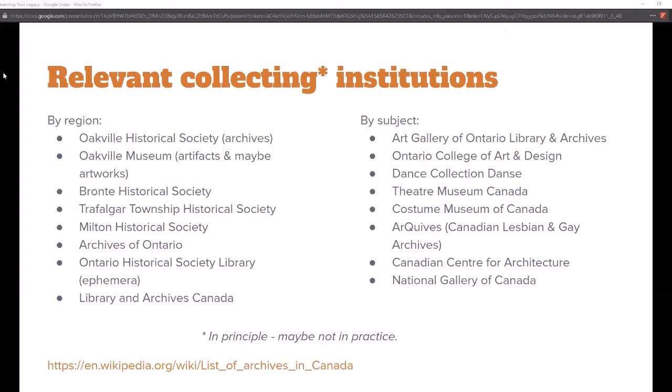Specifically for artists, there's nothing really local, which is why our project is needed. You will find some things at the provincial level, the national level, depending on your discipline. And then there are some other archives, like the Canadian Lesbian and Gay Archives, now known as the Archives, that will collect things based on different lived experiences. This list at the bottom, the Wikipedia list of archives in Canada, is a really great place to go and look. Depending on where you live in the world, you may have a similar list on Wikipedia or provided by an association of some kind.